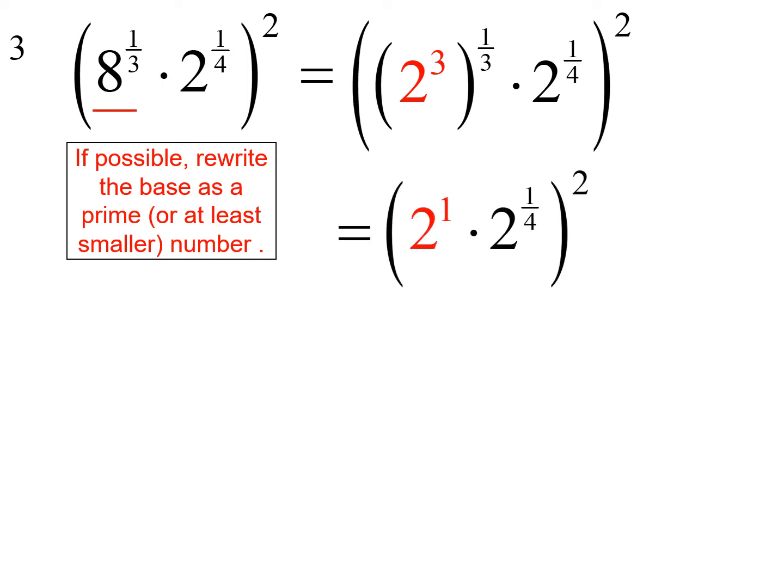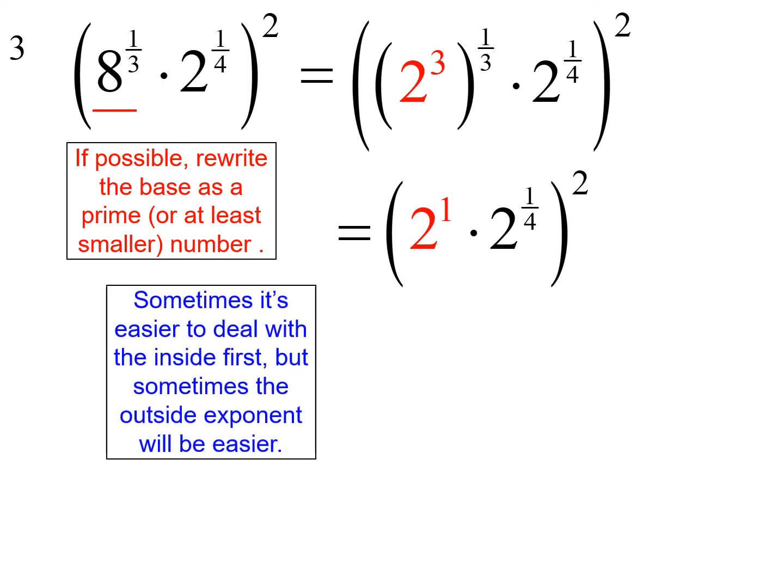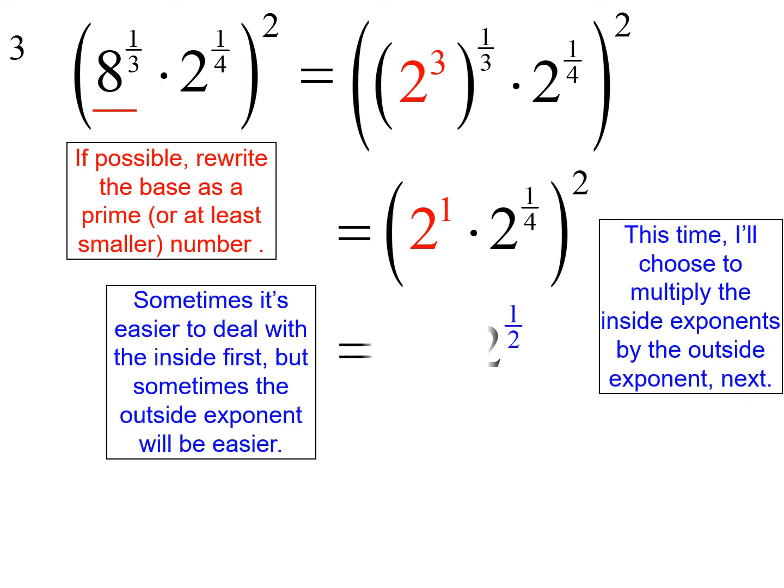What we're going to do is multiply power to a power. So 3 times 1/3 gives me 1. And now, power to a power again. So now 2 to the 1st power raised to the 2nd power is 2 squared. 2 to the 1/4 power raised to the 2nd power is 2 to the 2 over 4, which reduces to 2 to the 1/2 power.